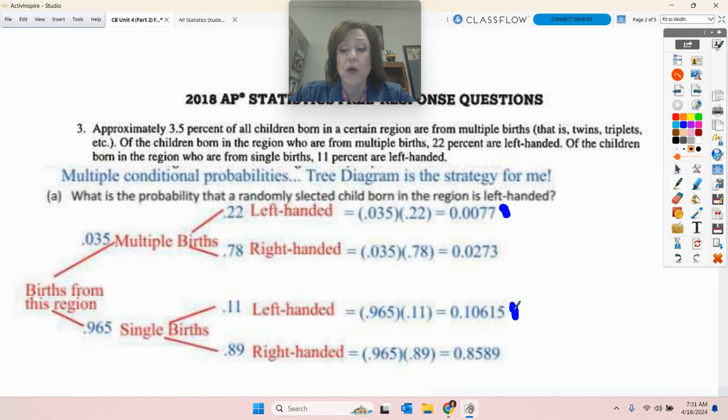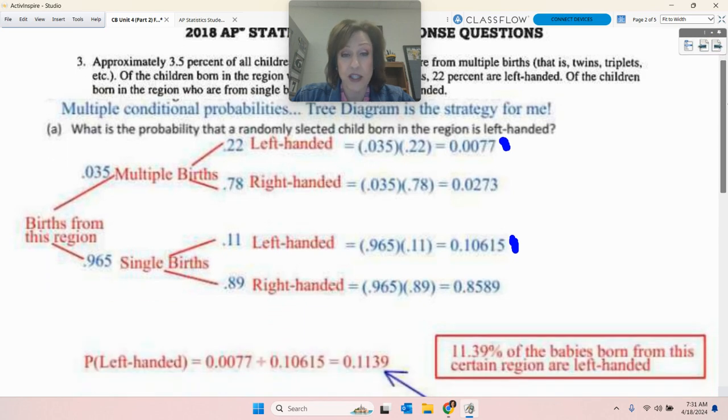Now, let's first talk about how I knew that this was a tree diagram problem. Your clue is that if you have multiple conditional probabilities, the tree diagram is the strategy for me. And I could tell that by this language. Of the children from here, so given that they were multiple births, it's one probability. Given that they were single births, it's a different probability. So we had two conditional probabilities. That's how I knew tree diagram was a strategy for me.